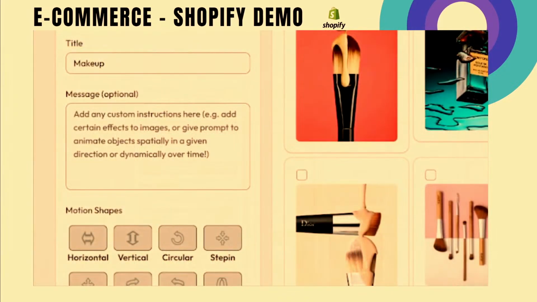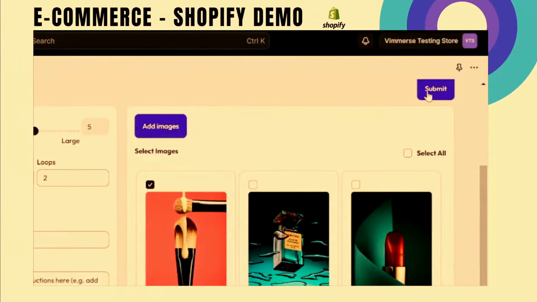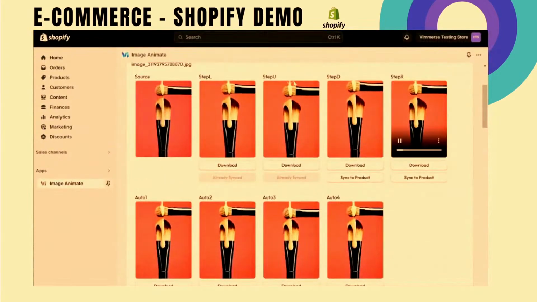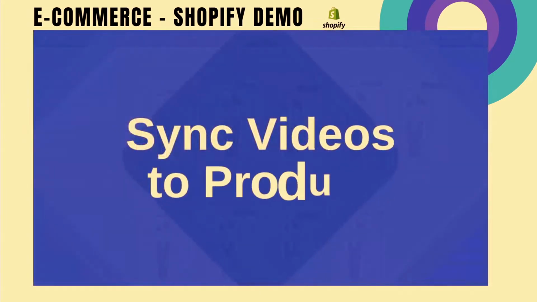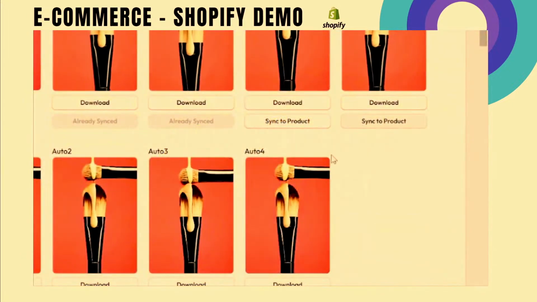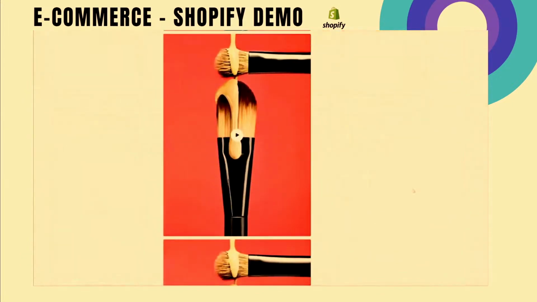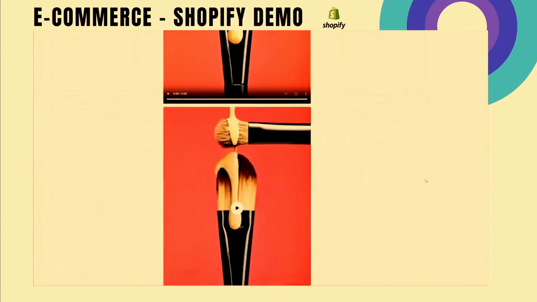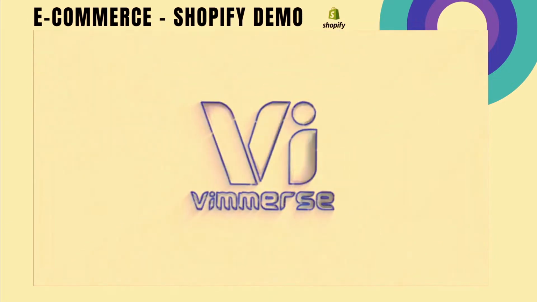You have a number of options for these parallax motions, and you just hit animate. In a few minutes, you get all these different options for the product you have. Then you can just click sync or download them. When you sync, it's sent back to your store, and then you can select it and choose the order. So that will be live on your store.